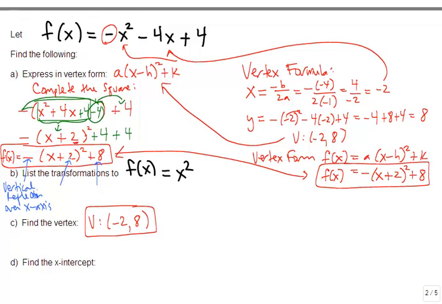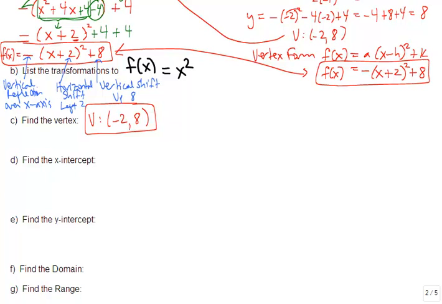The plus 2, because it's inside next to that x, that is a horizontal shift. And remember, horizontal shifts are backwards from what you would expect. So a plus 2 means you probably would think go to the right 2, but we actually are going to go left 2. And then finally the plus 8 on the end, because it's on the outside, that's a vertical shift. And because it's plus, this is going to go up 8. So having it in this vertex form makes it more obvious which way we're shifting, left, right, up, down, and flipping over and stretching and all that kind of stuff.